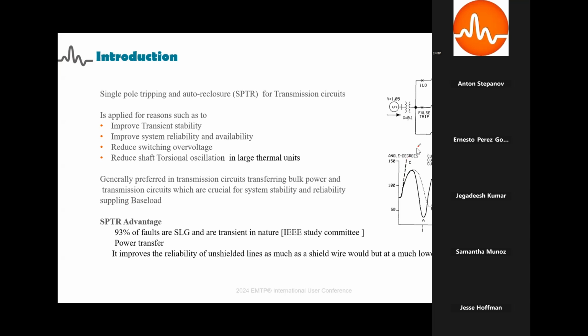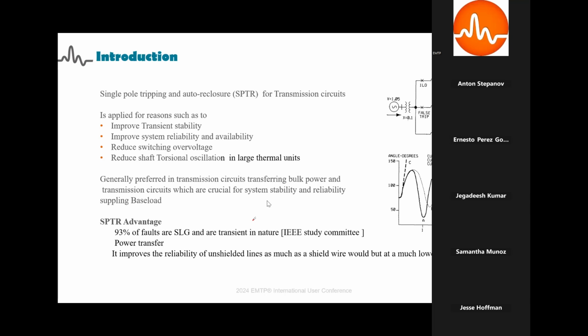Whereas when we apply single pole tripping and auto reclosure, even in case of this kind of false trip, we trip only the faulty phase. So we can see curves A and B, where the system is still in synchronism. So this gives an insight into how single pole tripping and auto reclosure help us maintain system stability.